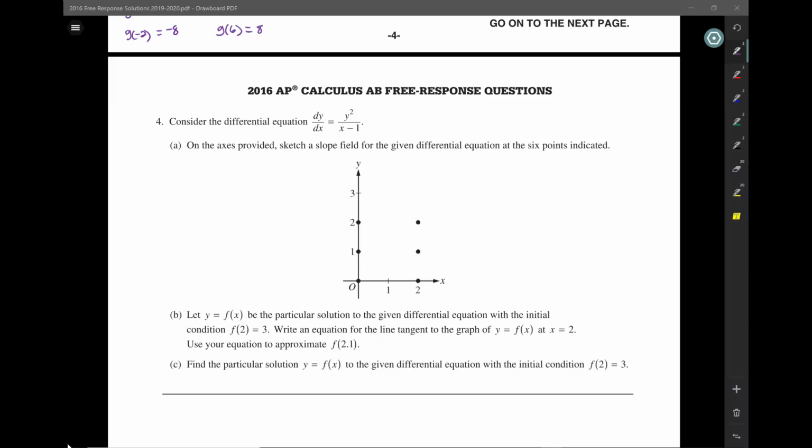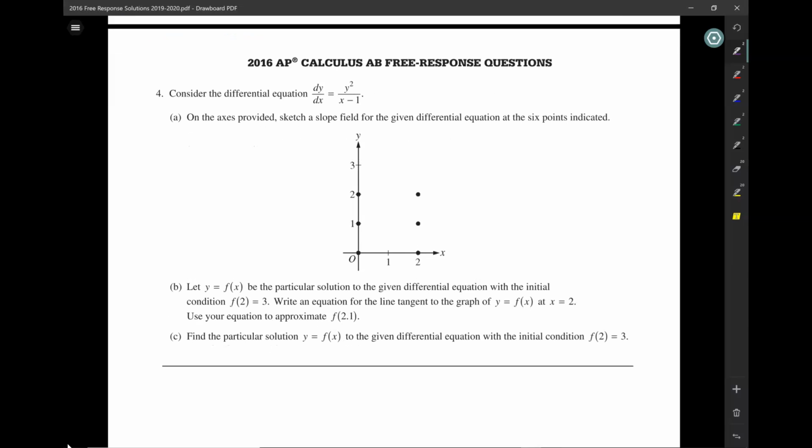Okay, so first you have to sketch a slope field for the differential equation. Because y is in the numerator, you know that if y is 0, the whole thing is 0. So that's the first thing I do. Here, y is 0, so the slope is 0. And then the next points: here I have (0, 1). If I plug it in there, I have 1 over -1, which is -1.